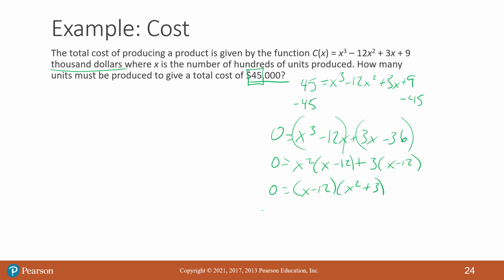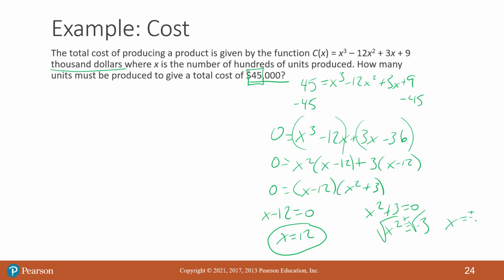All right, so we're at this step here. Now we're letting x minus 12 equal 0. We're letting x squared plus 3 equal 0. So x equals 12 is a solution to our equation. And x squared equals negative 3. We take the square root of both sides. We need to add the plus or minus, but we have a negative in here, so we're really just looking at plus or minus i square root 3.